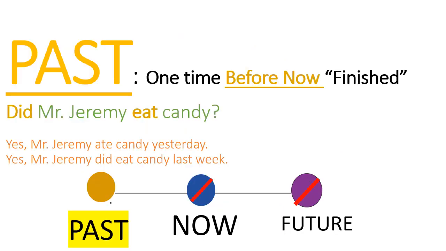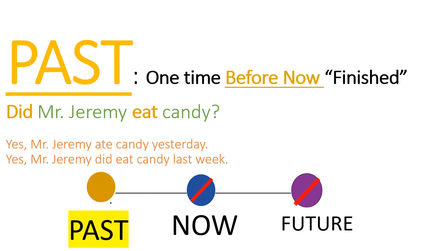So remember, when we're talking about the simple past, we're talking about one time before now, finished. So did Mr. Jeremy eat candy? Okay. We can say, yes, Mr. Jeremy ate candy yesterday. Okay, so yesterday is one specific time. Yes, Mr. Jeremy did eat candy last week. So last week is one time. Okay, it's one time period. So those are two different ways of answering a past question.